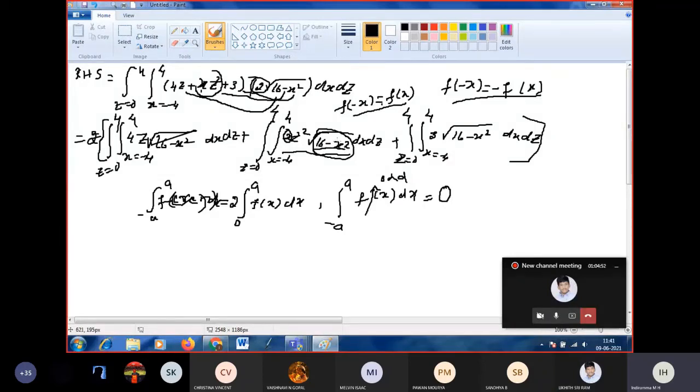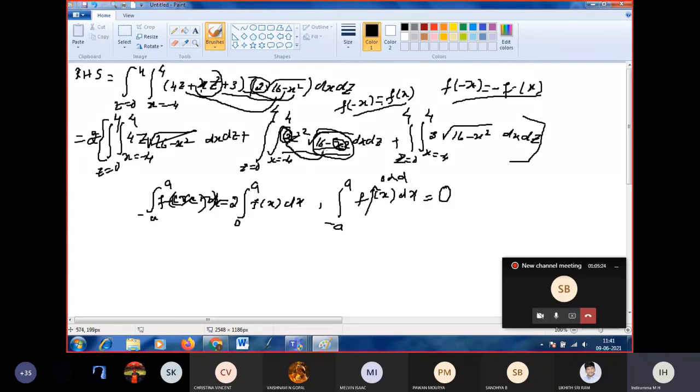If you replace x by minus x, you are getting the same term. But what is x? Is x odd or even? X is odd. X square is even. So if you replace x by minus x, in x you will get minus of x, minus of f of x, so that is odd. X is odd, x square is even. Correct?